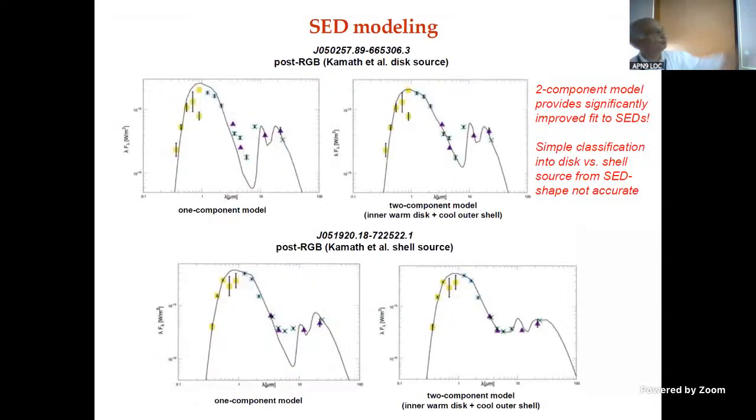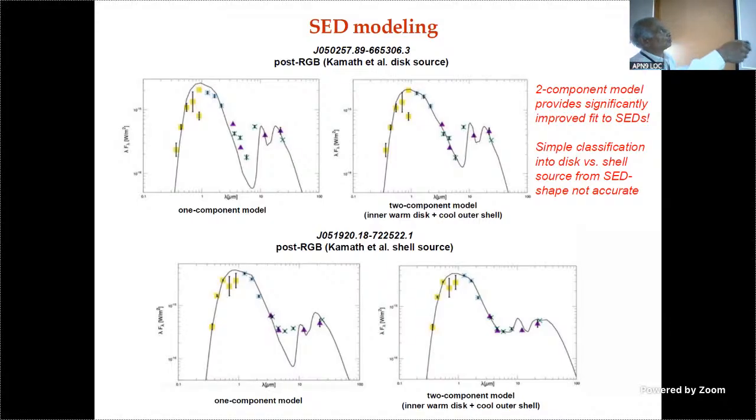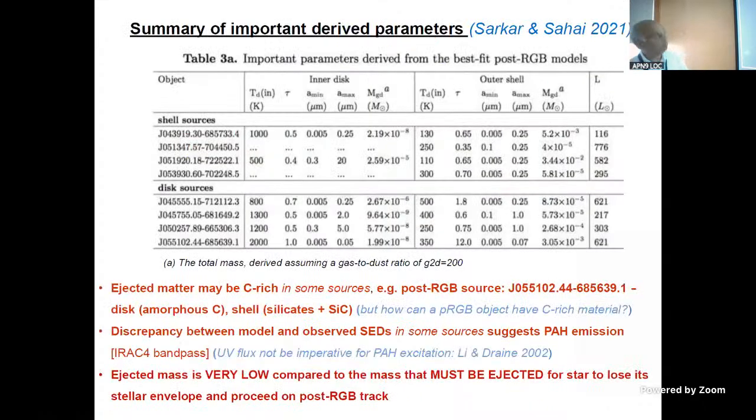So here's an example of two objects that we modeled. On the left-hand side is a one-component model, and you can very clearly see that it doesn't do a good job of fitting this region. However, if you go to a two-component model which has a shell and disk, you can see you get a much better fit. Same thing happens here for this object. So the simple classification into disk and shell source from SED shape is not accurate. We need to do this kind of modeling to determine whether two components are necessary or one component can do the job.